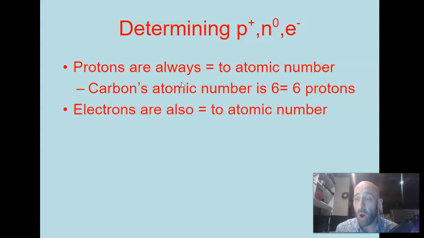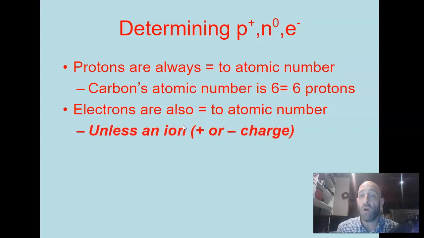The electrons are also equal to the atomic number as long as it's not a charged element. So for example, if it's a charged atom, that's not true. If it's negatively charged, that means there's more electrons. If it's positively charged, there's less electrons. We'll talk more about that later. But if it doesn't have a charge next to it, they are also going to be the same as the number of protons. So if we're talking about carbon, it also has 6 electrons.